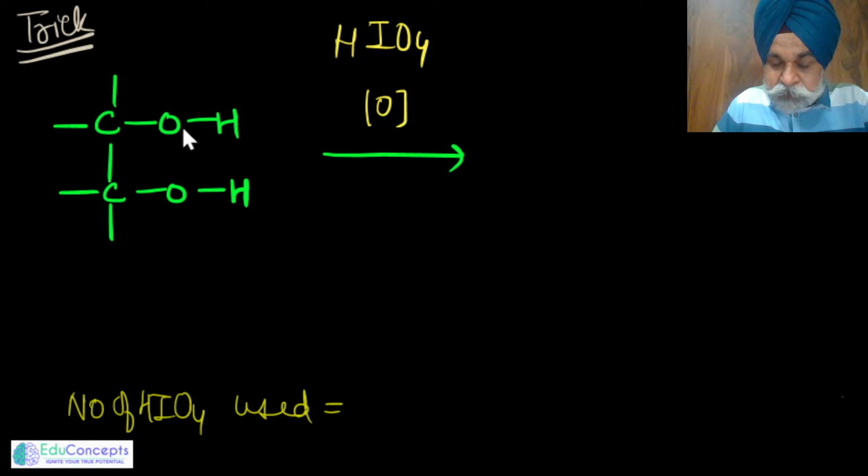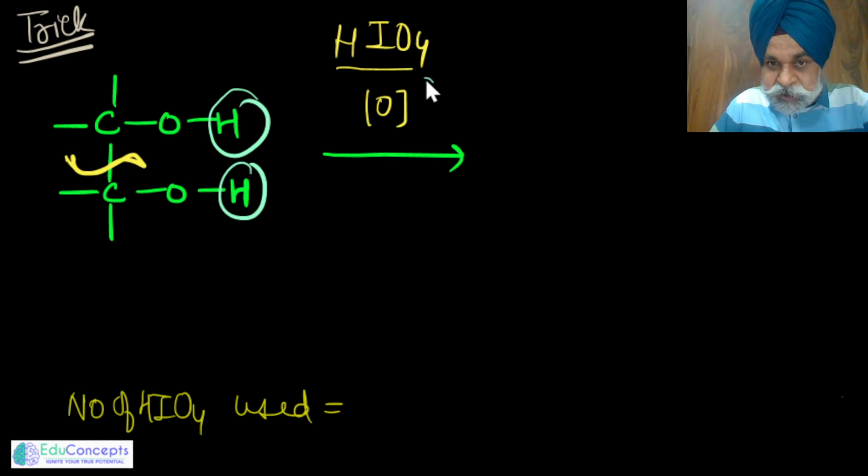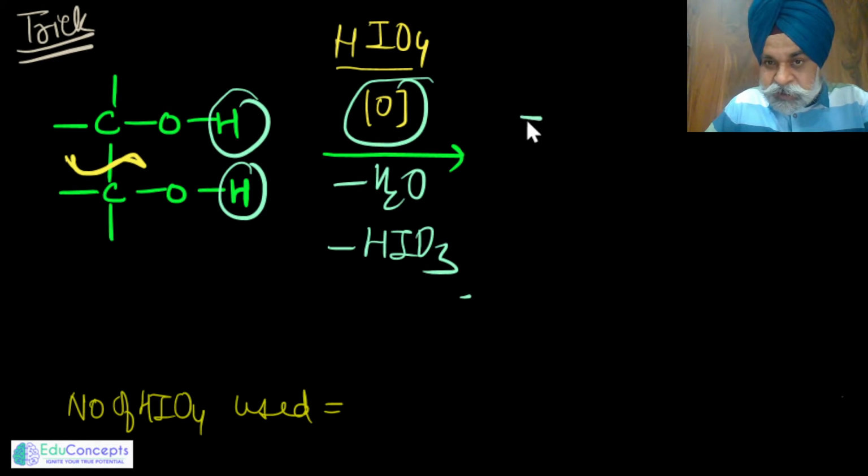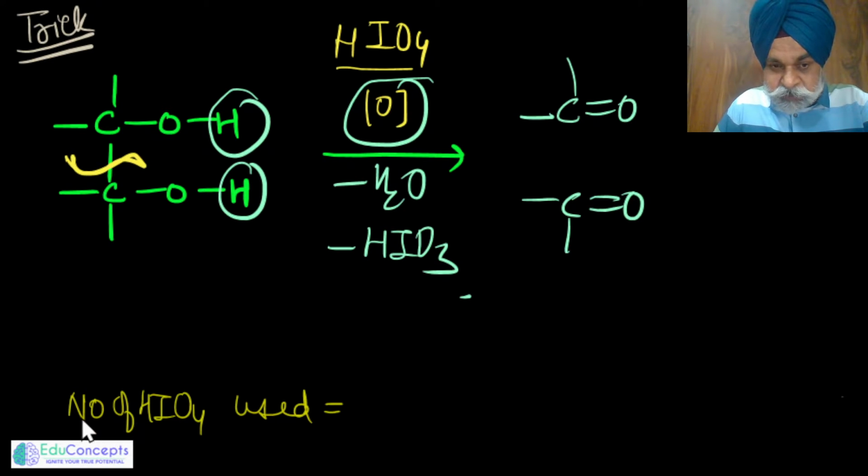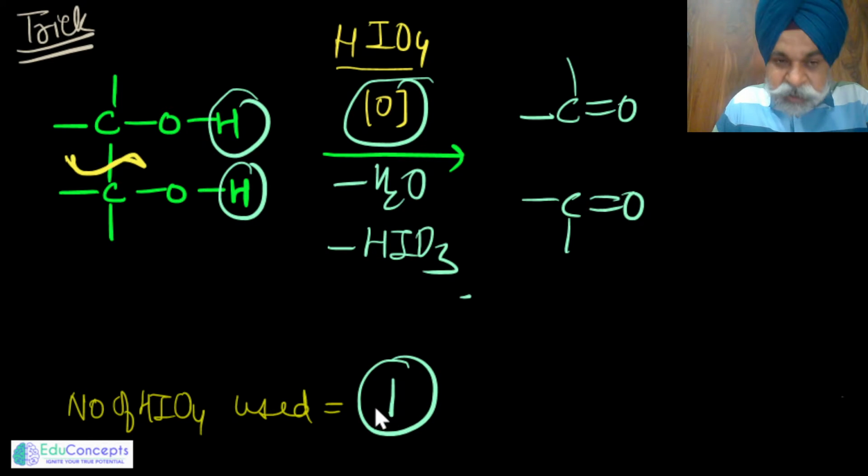So whatever bonds you are going to break, that many HIO4 molecules would be used in the process. I just break this bond, and as a result, this H and this oxygen went out as water along with HIO3, and you have created a double bond here. So the number of HIO4 used is 1 mole per glycol splitting.